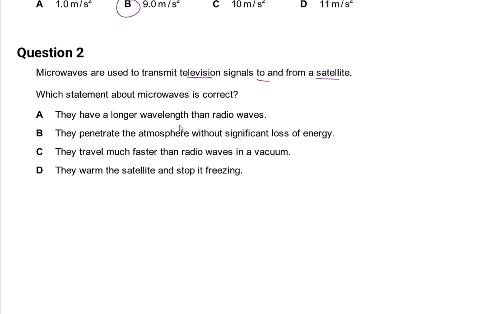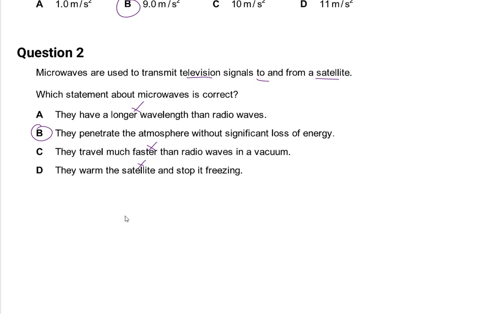Now, they have a longer wavelength than this, so this is incorrect. They penetrate the atmosphere without significant loss. They travel much faster in vacuum, no. They warm the satellite, no. So by default it's going to be B. Now we know that microwave has the ability to go through the atmosphere compared to radio wave.